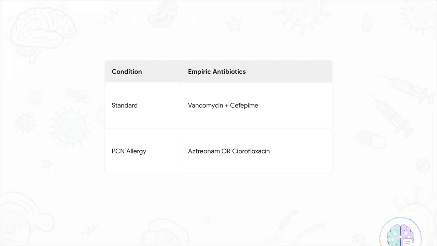Okay, let's talk dosing, because getting this right immediately is non-negotiable. For your standard empiric therapy, you're hitting them with vancomycin at 15 milligrams per kilogram IV every 8 to 12 hours. You want to aim for a trough of 15 to 20 milligrams per deciliter. You pair that with cefepime at 2 grams IV every 8 hours. Simple enough, right? But what if they have a severe penicillin allergy? You have to pivot. You drop the cefepime and swap in either aztreonam at 2 grams IV every 6 to 8 hours, or Cipro at 400 milligrams IV every 8 hours.